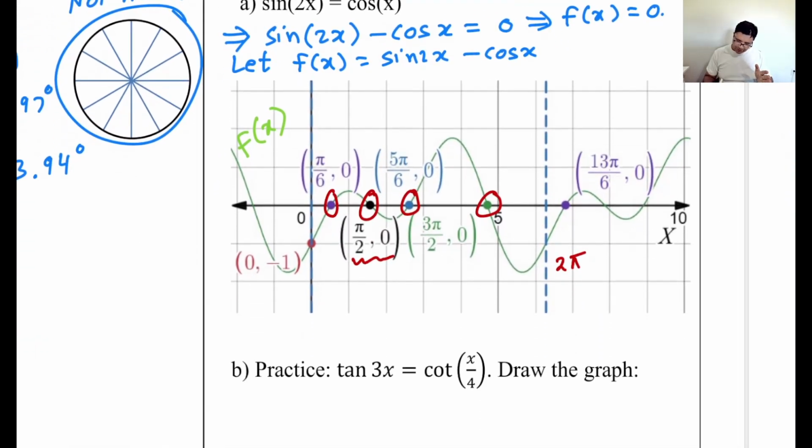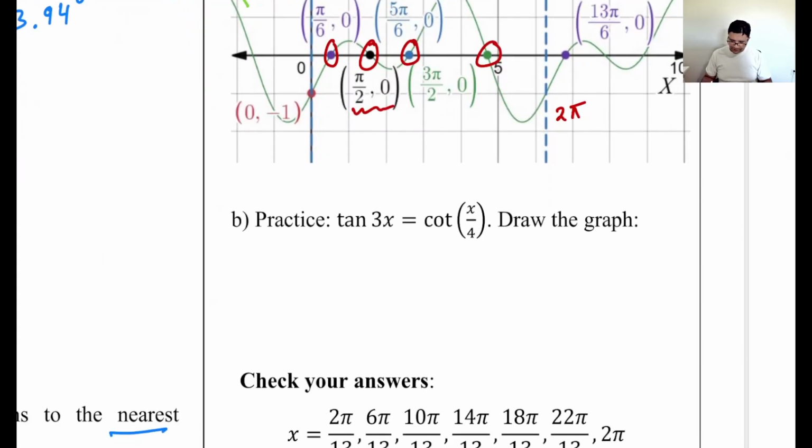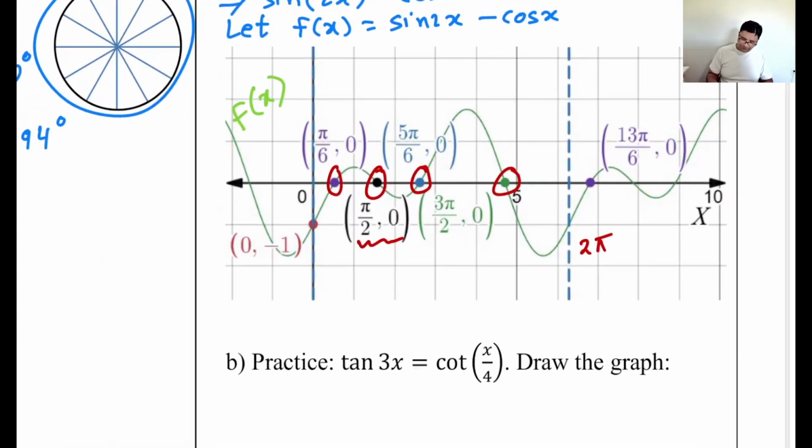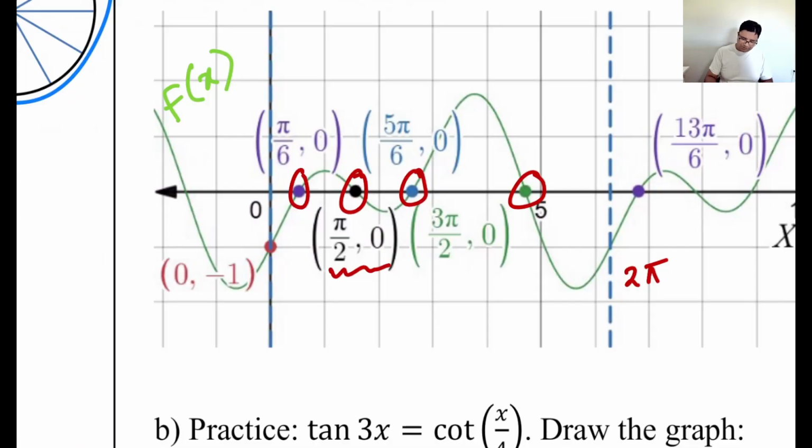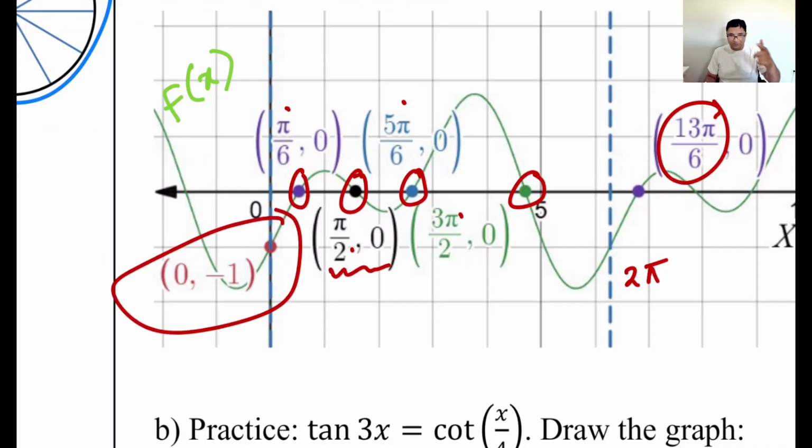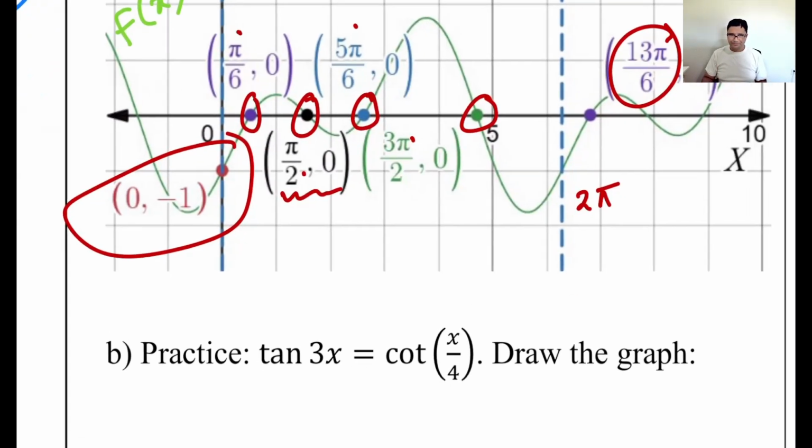Okay. Suppose you have to write the solutions between 0 and 2 pi, I'm not saying you have to. Then this will be the solution: pi over 6, 5 pi over 6, pi over 2, 3 pi over 2, and that's it. 13 pi over 6 is more than 2 pi. And this (0, -1) is not a solution because that's not on the x-axis. We have to look for points on the x-axis. That is the y-intercept, but not a solution to the equation.